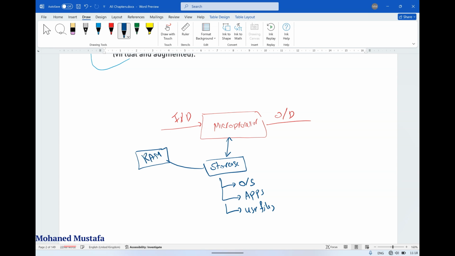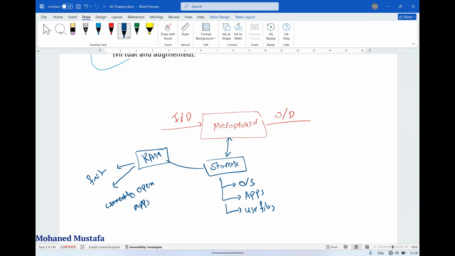And whenever you don't want it, what do you do? It will just be removed from the RAM. Why? The RAM is very fast, and it will run only the currently open applications. Are we good so far?